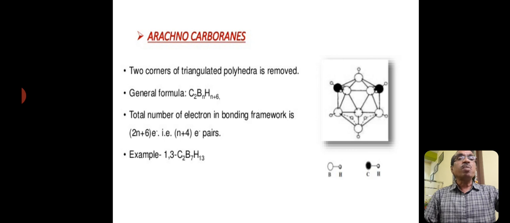Coming to the third category of the carboranes, called arachnocarboranes. In arachnocarboranes, two corners of the triangulated polyhedra are removed. The diagram shows the polyhedra with the positions removed. The general formula of arachnocarboranes is C2BnHn+6. The total number of electrons in the bonding framework is 2n+6 electrons or n+3 electron pairs.